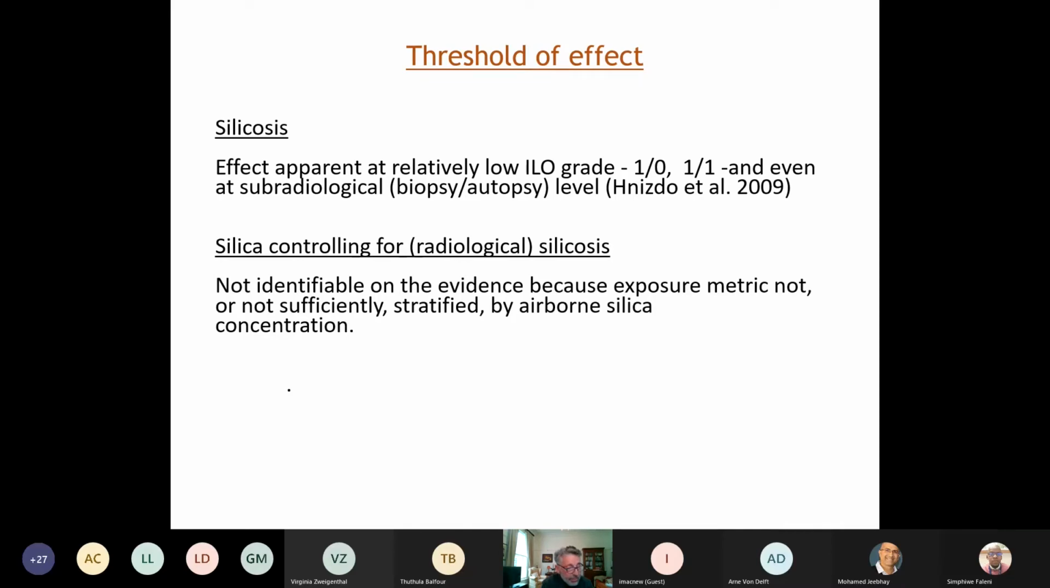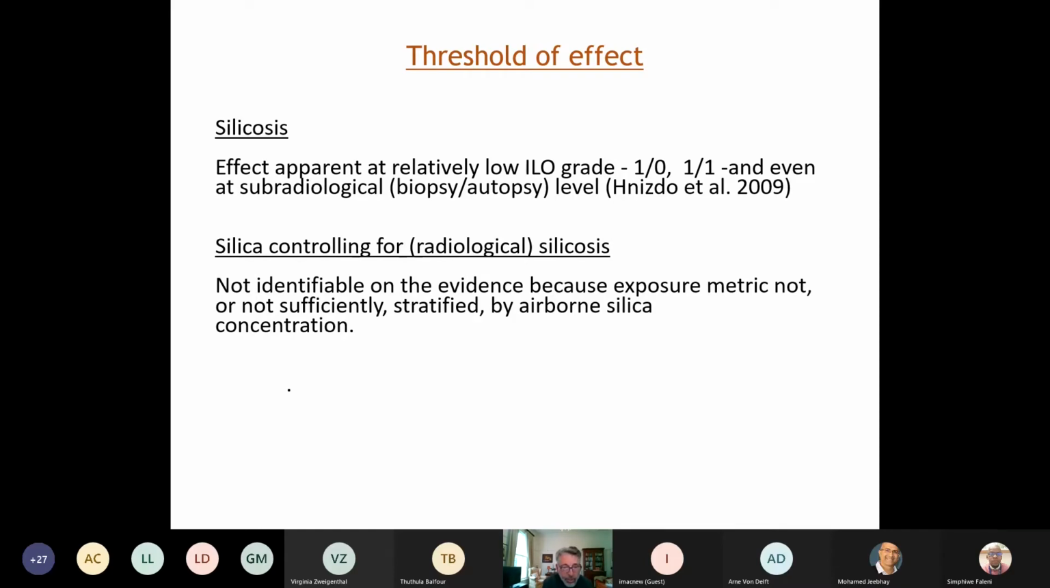And the reason that this is important is because one of the arguments, again, made by the risk attenuation school was that the effect of TB was only visible at very high grades of silicosis. And historically, as these high grades disappeared and most silicosis became early or mild silicosis, the TB effect disappeared with it. So we believe that this is not the case.